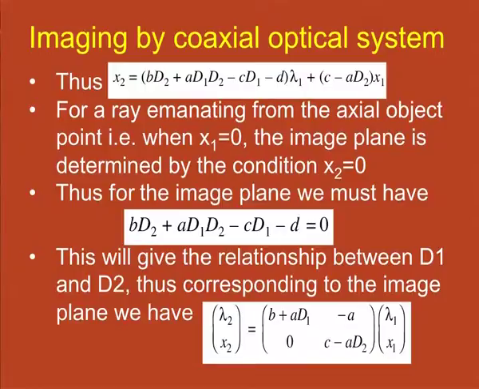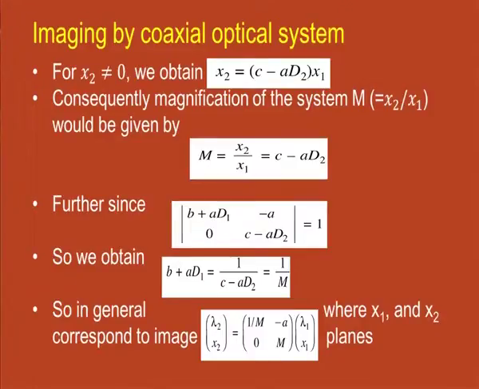Thus, corresponding to the image plane, we have the following equation, that is the column matrix of lambda 2 x2 is equal to the square matrix of b plus a d1 minus a 0 c minus a d2 multiplied with the column matrix of lambda 1 x1. For x1 not equal to 0, we obtain x2 is equal to c minus a d2 whole multiplied by x1. Consequently, the magnification of the system m, which is equal to x2 by x1, would be given by m is equal to c minus a d2.